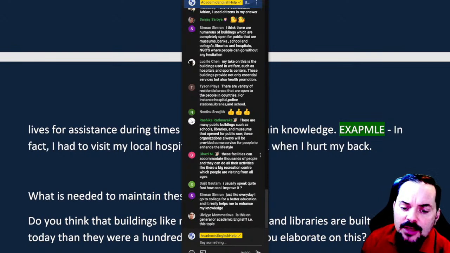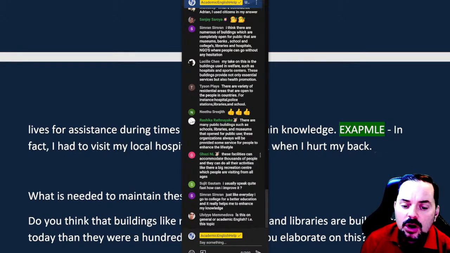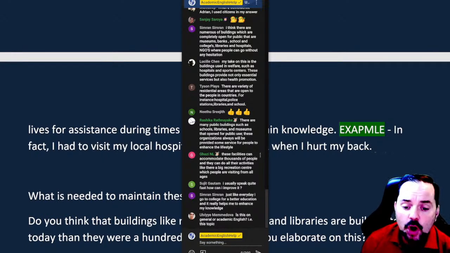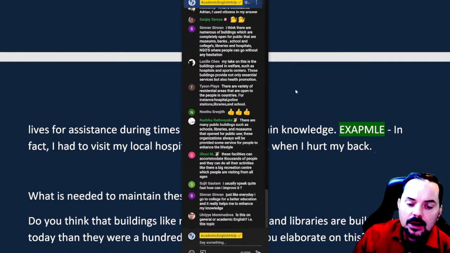Okay, Ghazi, these facilities can accommodate thousands of people and they can do all of their activities like having big recreation centers where people of all ages visit. Okay, good.